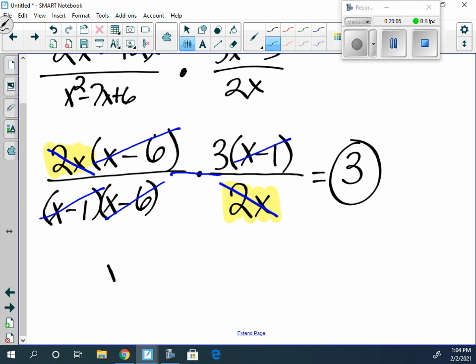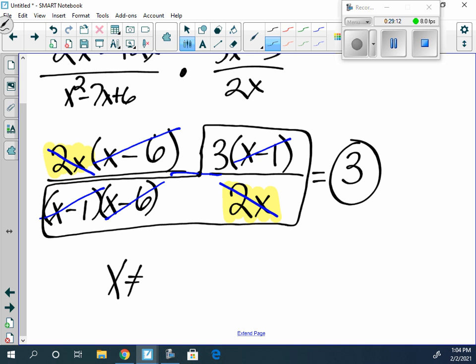Now, we still need to look at the restrictions, because again, we're looking at these spots here. Now, the 2x is telling me that x cannot be 0. The x minus 1 is not going to be 1 because we can set these equal to 0 to solve. And the x minus 6 tells me it can't be 6 because 6 minus 6 is 0. Questions on these here?